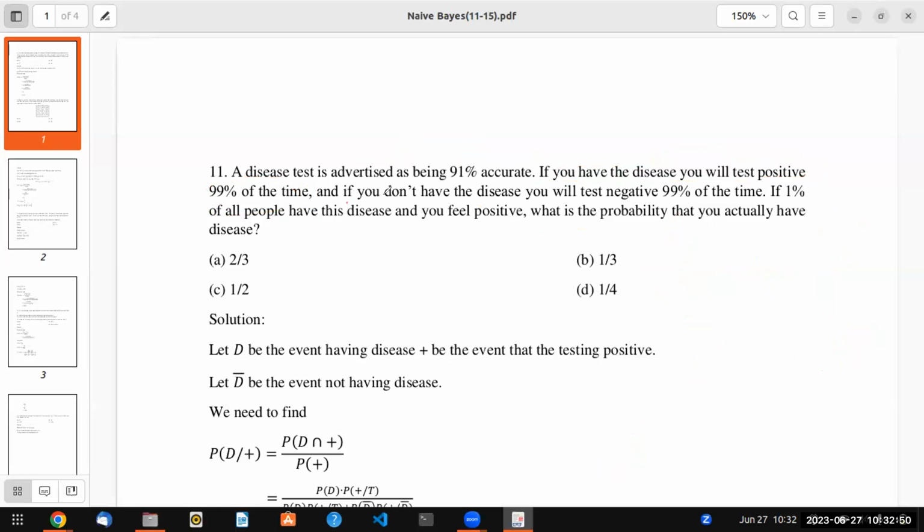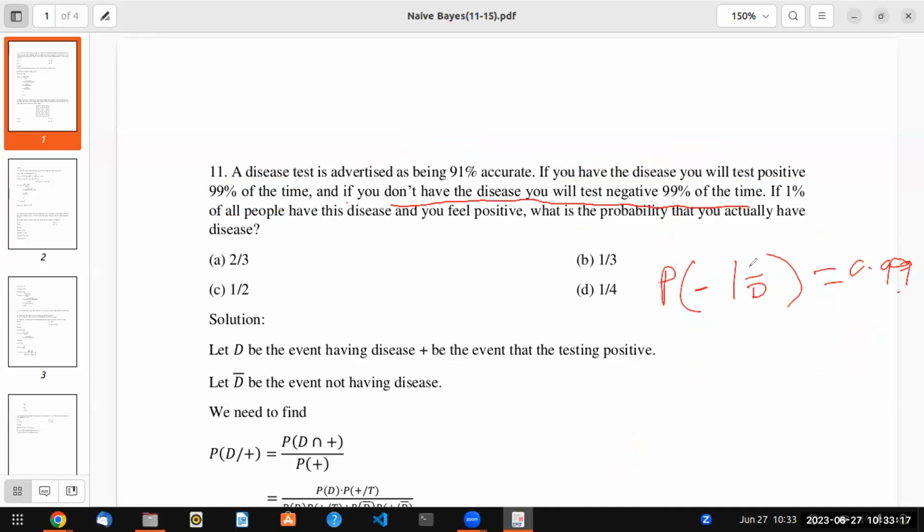And if you don't have the disease, you will test negative 99% of the time. Tell me what is given. Tell me the probability of this, it is 0.99. What do I need to write on the left, what do I need to write on the right? You tell me. Negative on the left side and D bar on the right. D bar. Correct. Now you are getting it right.